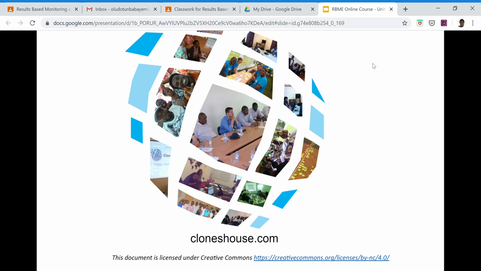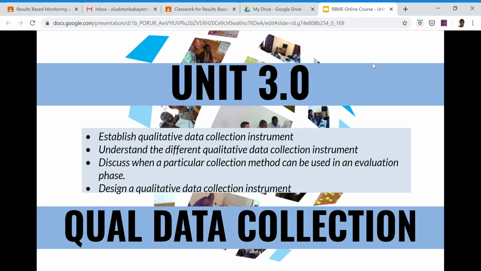We will look at different types of qualitative instruments, and this class will majorly be focused on designing a qualitative data collection instrument. The purpose is to allow you to establish qualitative data collection instruments, the different types that are available, and understand the instruments themselves, and also discuss whether a particular collection method will be used in an evaluation phase. That means knowing the most suitable time you could use a particular type. Then we will design a qualitative data collection instrument together.